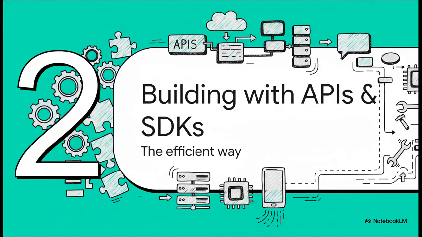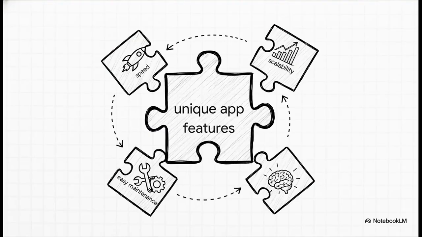So we know what we're building. Now let's talk about the how. And here's the really great news. You do not have to build one of these giant AI models from scratch. The smart way, the modern way, is to stand on the shoulders of giants by using the tools they've already built. And using these tools, these SDKs and APIs, is a huge strategic advantage. It lets you skip straight to the fun part, building your app's unique features. You're not reinventing the wheel.